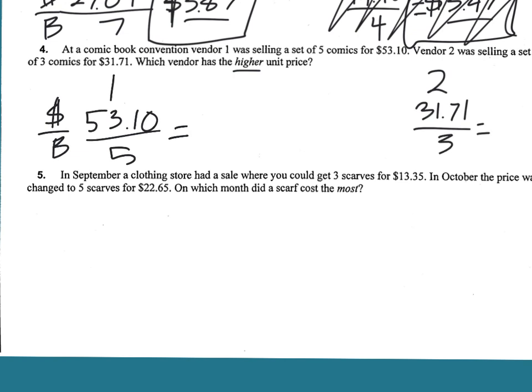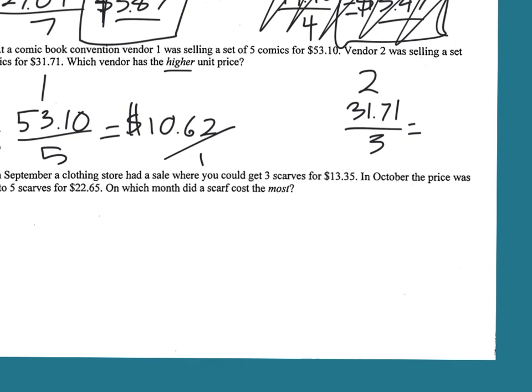So $53.10 divided by 5, we get $10.62 per 1 comic book. And then on this one here, we are going to do the same thing in the calculator.